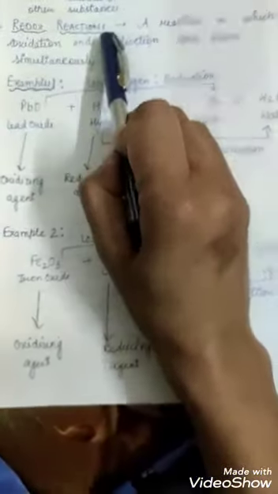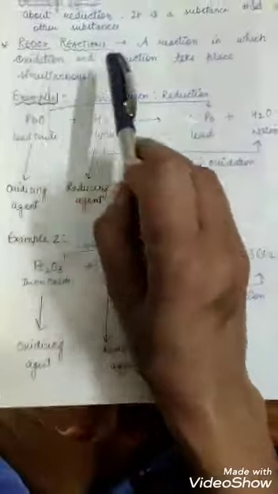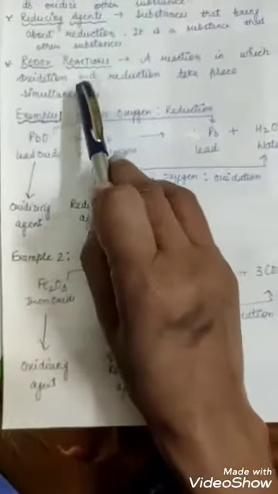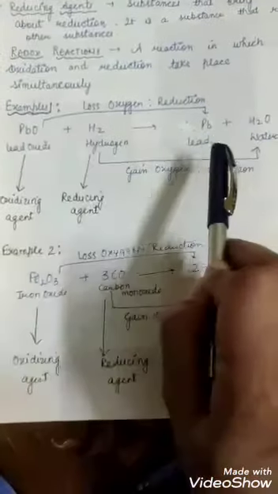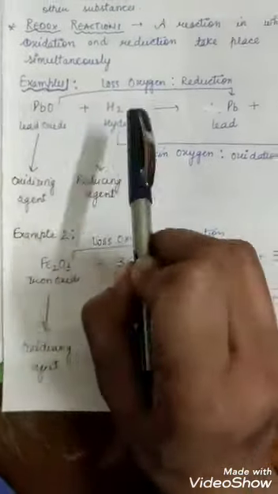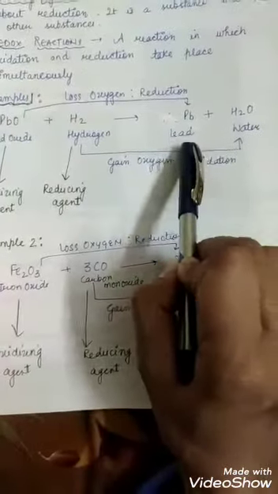Now, redox reactions. A reaction in which oxidation and reduction take place simultaneously. It means both oxidation and reduction take place in the same one reaction. I will give you one example. This is lead oxide. This is hydrogen. It gives out lead and water when they go for reaction.